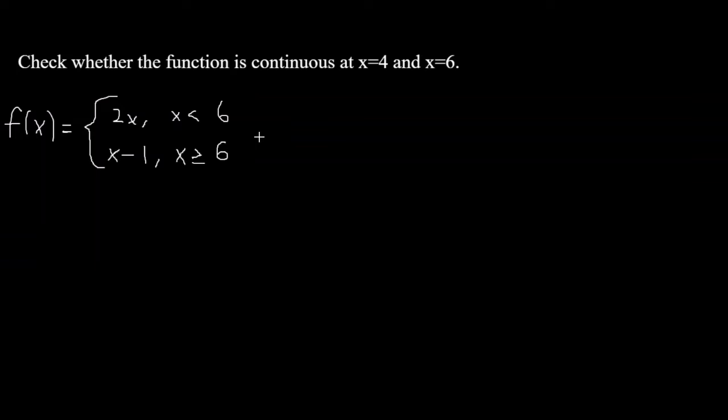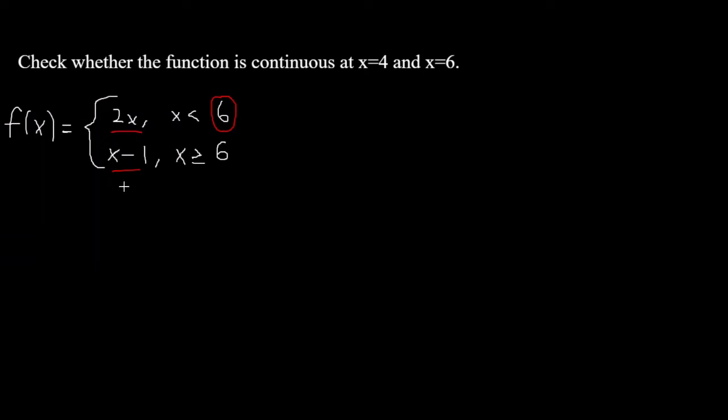Check whether the function is continuous at x equals 4 and x equals 6. So we have our piecewise function right here, and right away, what would our point of concern be? Our point of concern is x equals 6, because that's where our function is changing. So if it just asked us if the function is continuous, we would have to check at our point of concern, which is x equals 6. That's where we're mostly concerned. But it's also asking us whether it's continuous at x equals 4. Already we know it will be, but how can we prove it? So let's take a look at this.